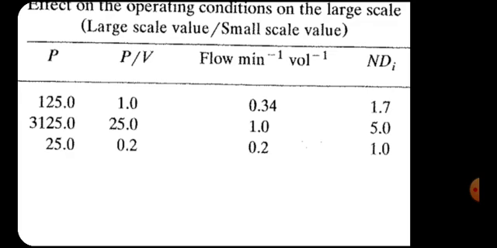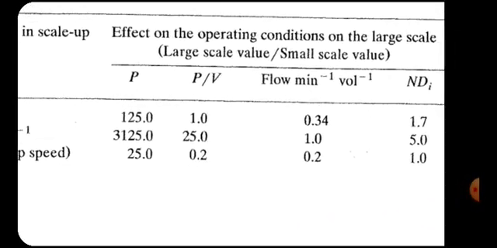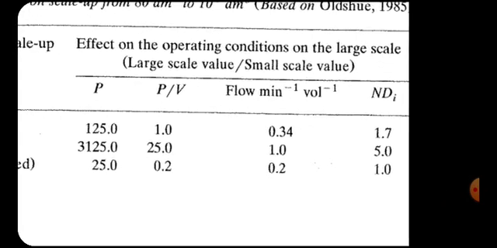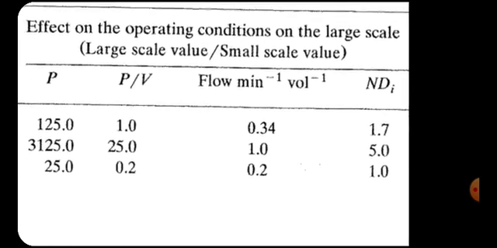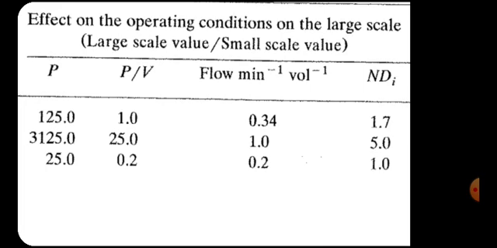So here what we are going to understand is, if we keep a particular parameter constant, that means if the ratio is 1, then the other variables are changed. They behave abnormally. Say for example, if power consumption per unit volume, you see the first row here, is constant, that is 1, then you can see that the flow has decreased and impeller tip speed, that is NDI, has increased.